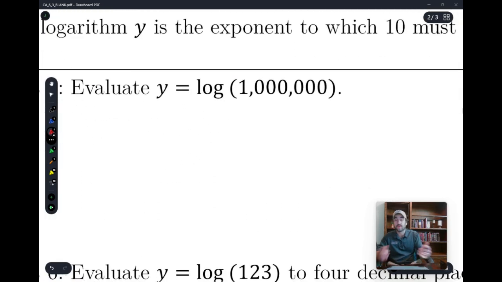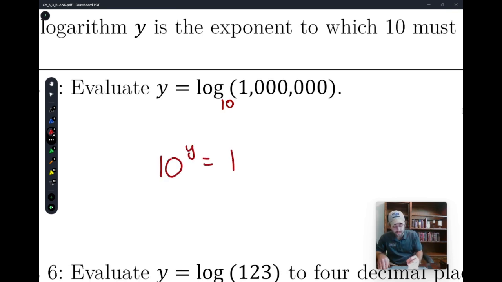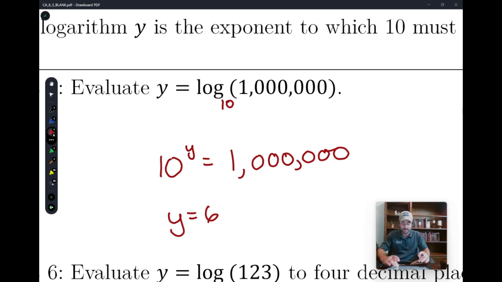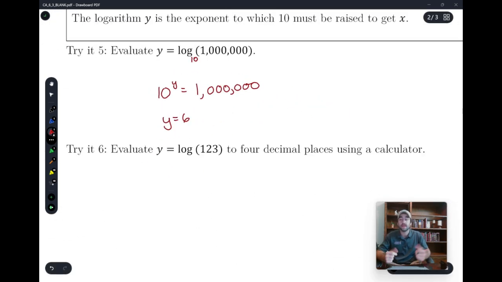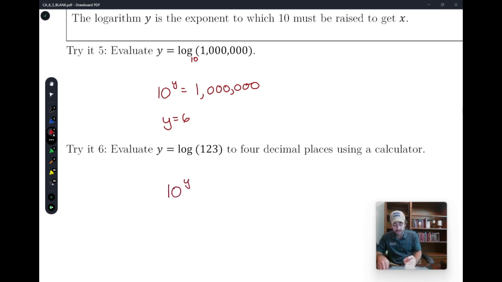So here we go, we've got the same problem. If you write in 10, the problem looks exactly like what we've been working on. So 10 raised to the what equals 1 million? I think we already did this problem earlier. 10 raised to the 6th equals 1 million. And here we have a calculator problem, just to see, hey, can you type it in your calculator? So 10 raised to the what equals 123? That seems like an impossible problem for us to know right off the bat.